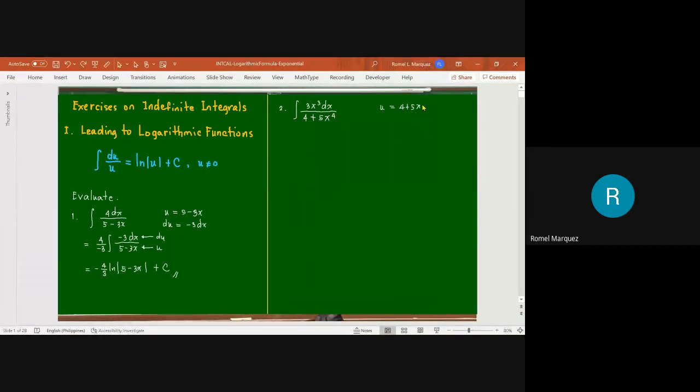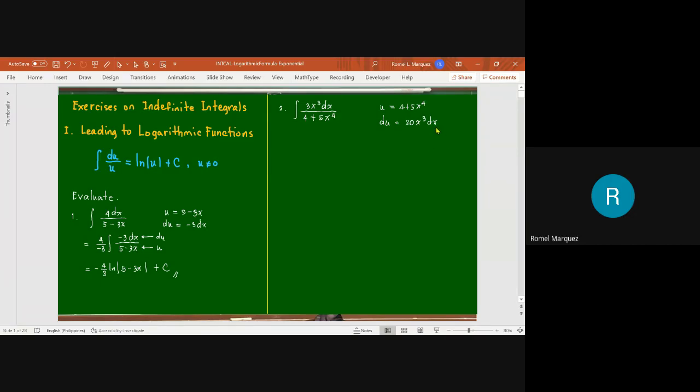Then, what is its du, guys? Du is 20x cubed dy. By the way, I noticed that in some of the submissions before, although we rejected them, no?